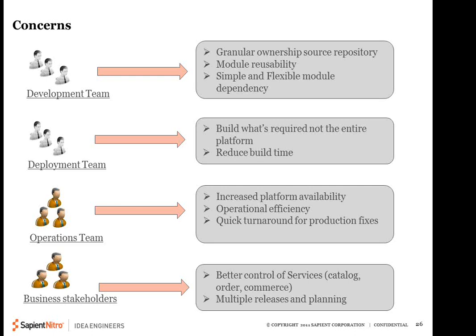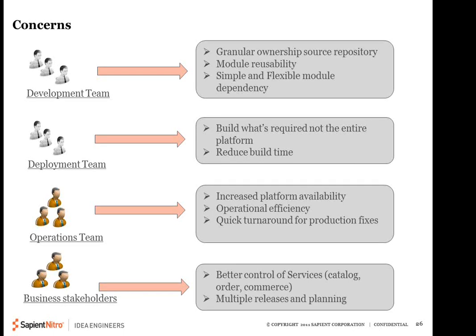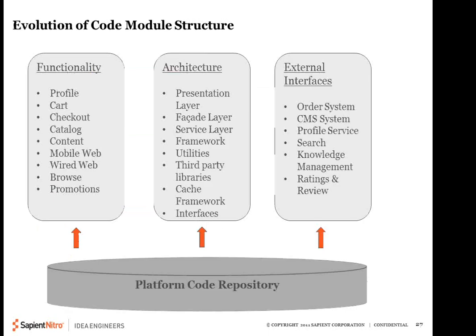And the business stakeholders definitely want better control of services and multiple release planning. Definitely the business wants more enhancements to the web, but not to the mobile. They want that enhancement in the latest releases. How do I control that kind of release? So the answer is, your code module structure should be structured in a way where you can have that kind of separation of the code structure.